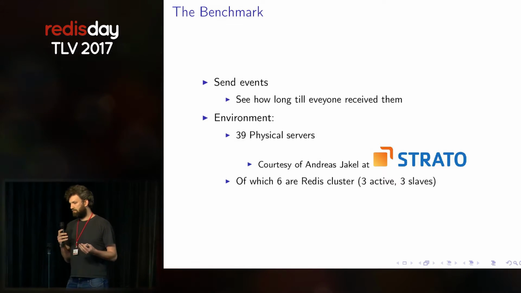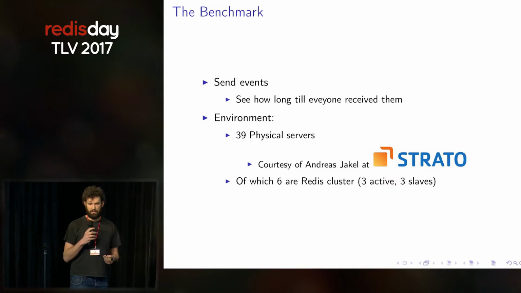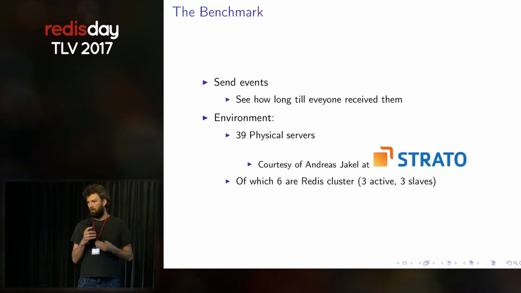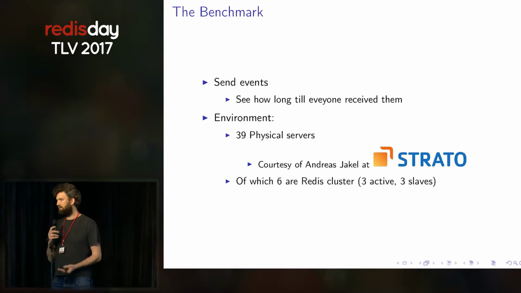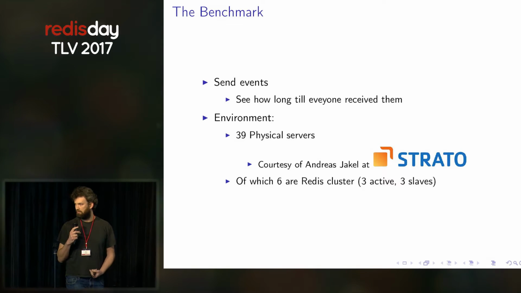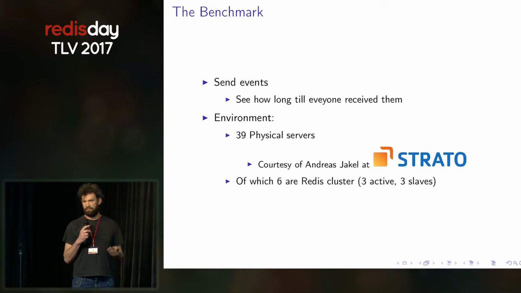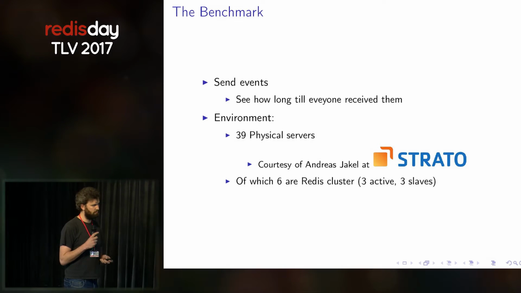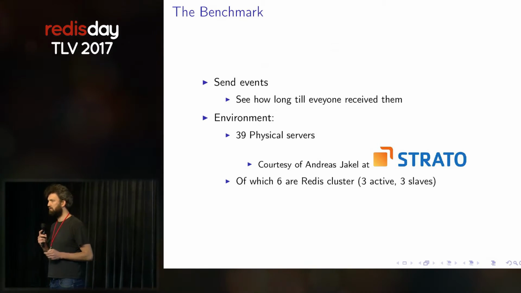Our test is for control plane. We send an event using the Neutron server. We send an API event, and then we see how long it takes all the hosts to receive this event and act upon it. So in our environment, we have 39 physical servers. They were given to us as a courtesy of Strato. We took 6 of these servers and created a Redis cluster with 3 active members and 3 slaves. So we have one slave per active member.